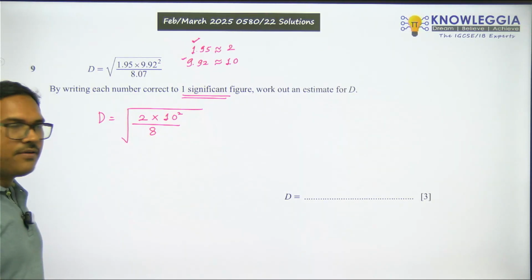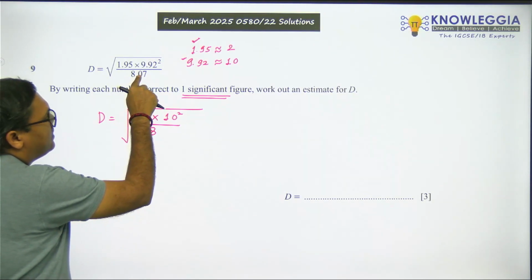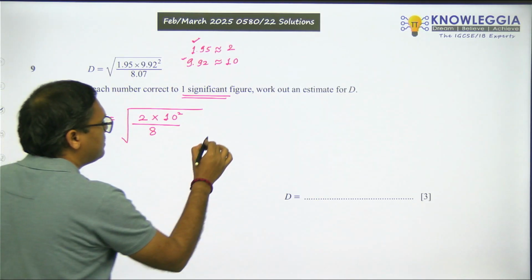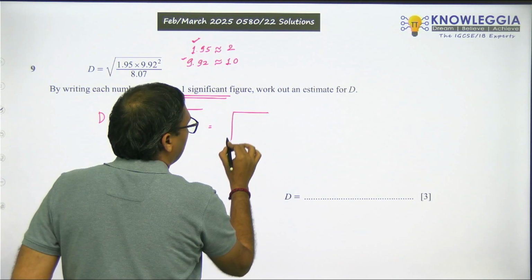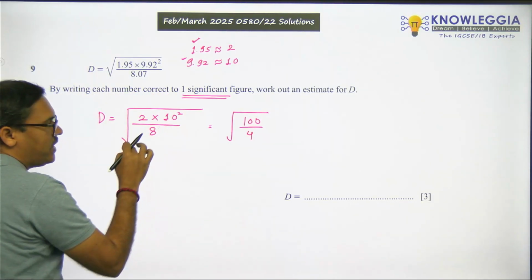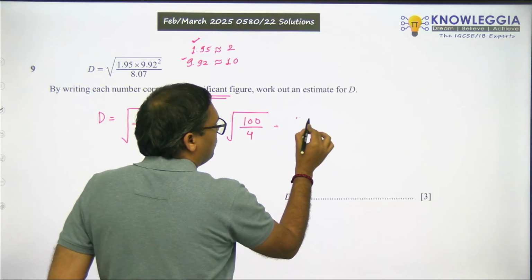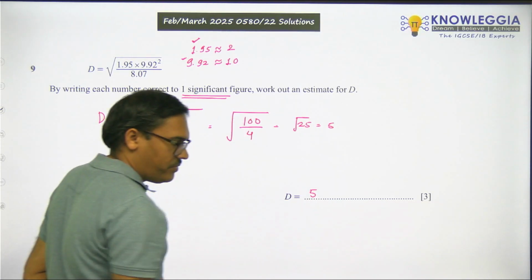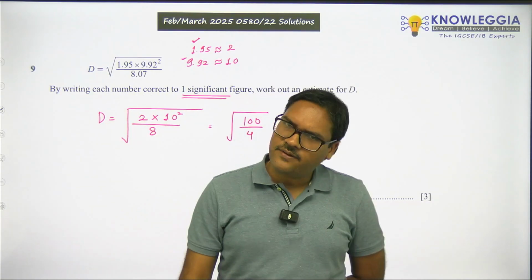You can see 8 and 0. We will round down. So this is 8. So what is this? You can see, 100 divided by 4. This is 100, and 2 and 8 cancelled, which is 25. So what is this? Root 25, which is equal to 5. So what is the answer? This is equal to 5. That is the answer for this question.